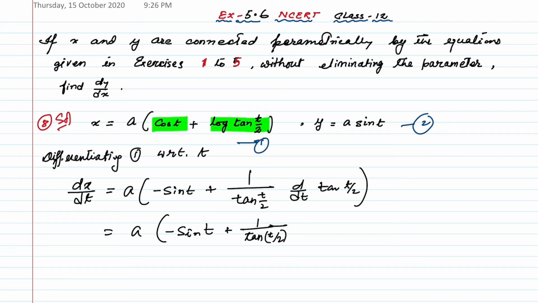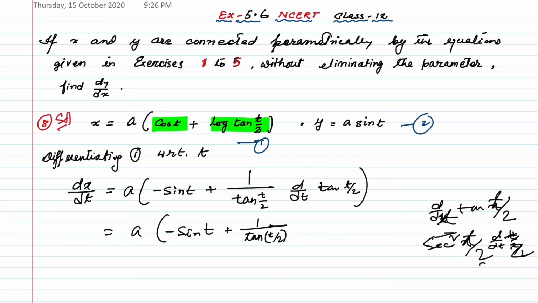Now what will be the differentiation of tan t by 2? We know, suppose with respect to x, derivative of tan x is sec square x, isn't it? So instead of x there is t by 2, and we are differentiating with respect to t, so it must be sec square t by 2. Again you have to differentiate t by 2, and differentiating t by 2, you will get half. So we can write half sec square t by 2. So hope you have understood this.